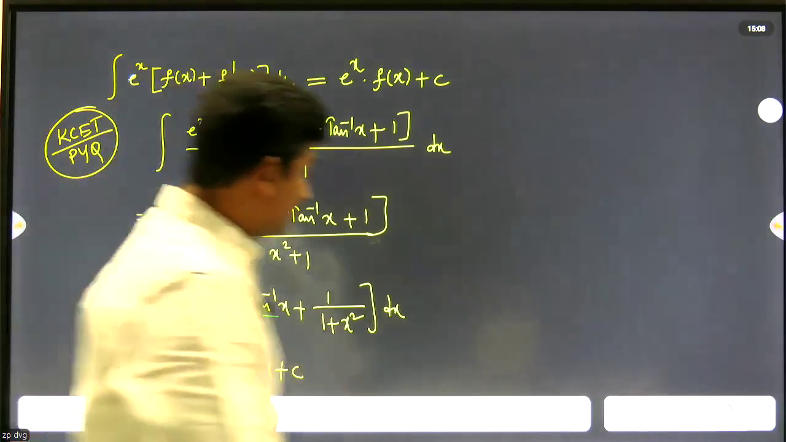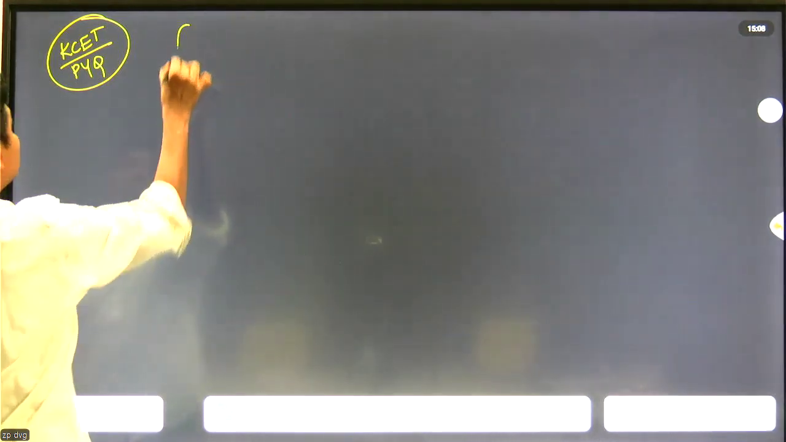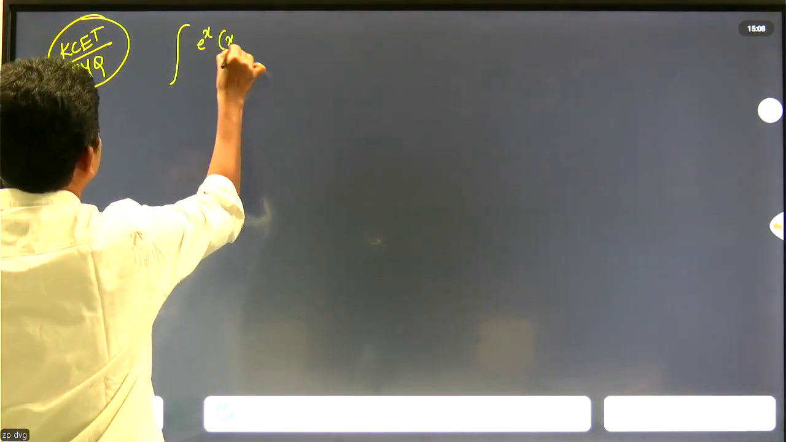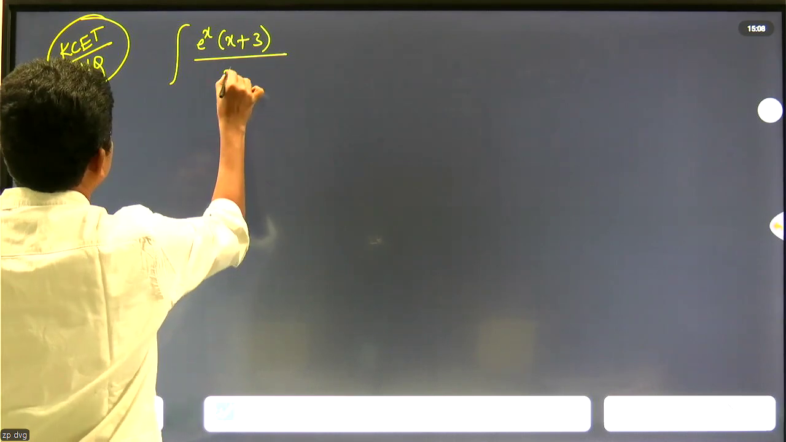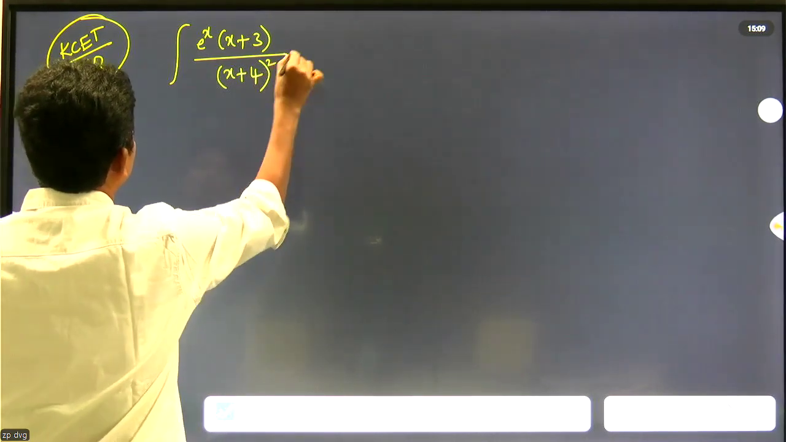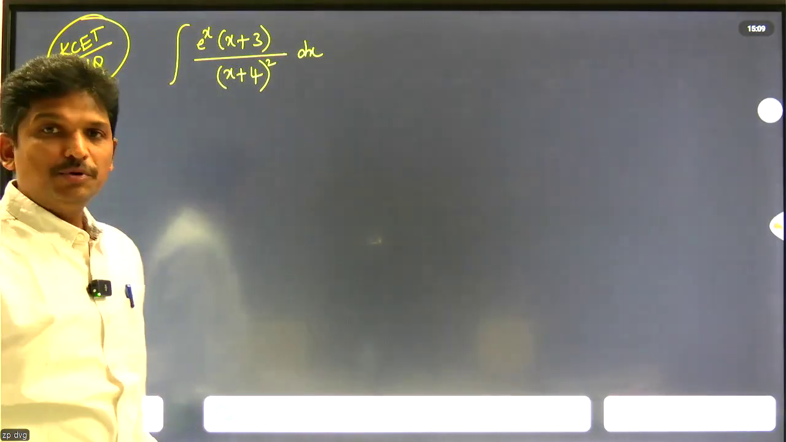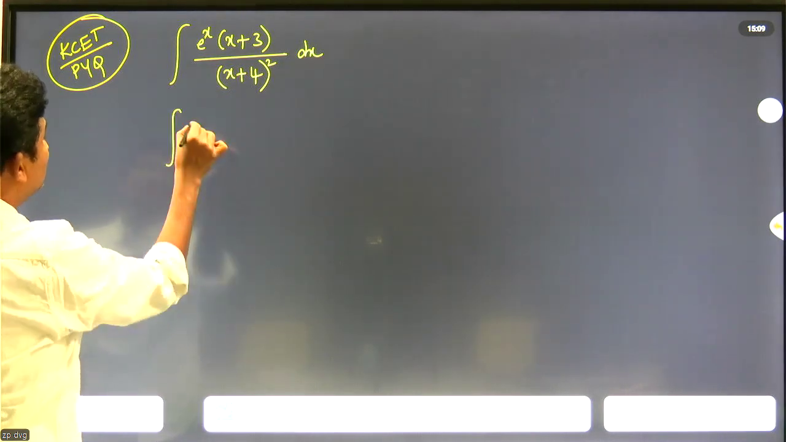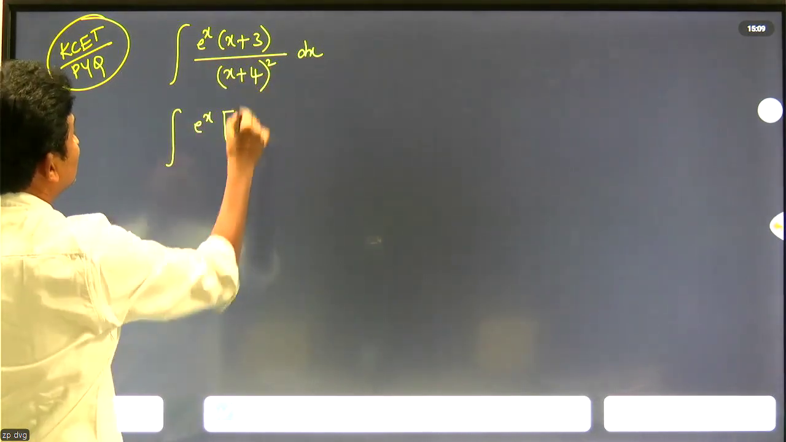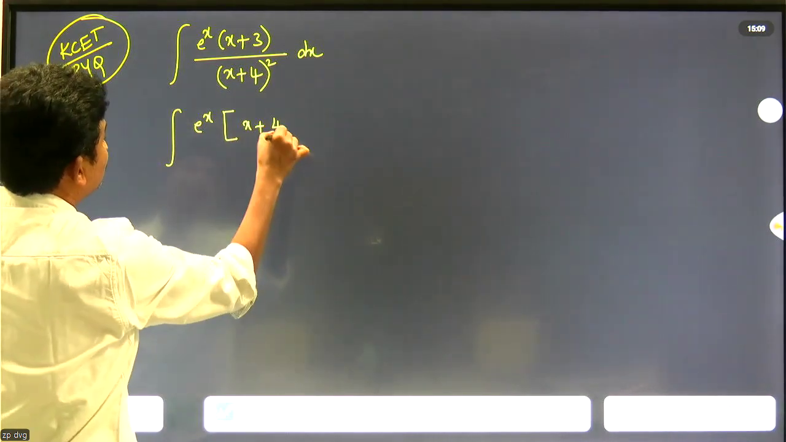One more PYQ is there related to the same formula. Let's see. The question was recently given. This is also a previous year CET question. The question is integral of e power x into x plus 3 divided by x plus 4 whole square dx. Yes, the question is like this. e power x into is there, na? So what I'll write here: e power x into, here 3 is there, na? This 3 can be written as 4 minus 1.